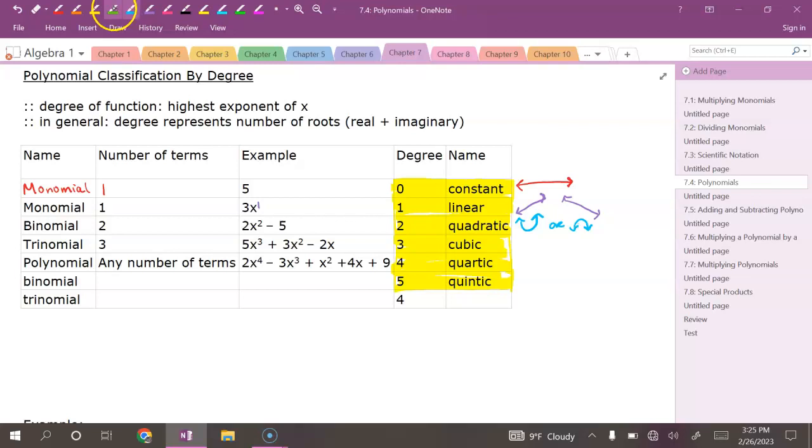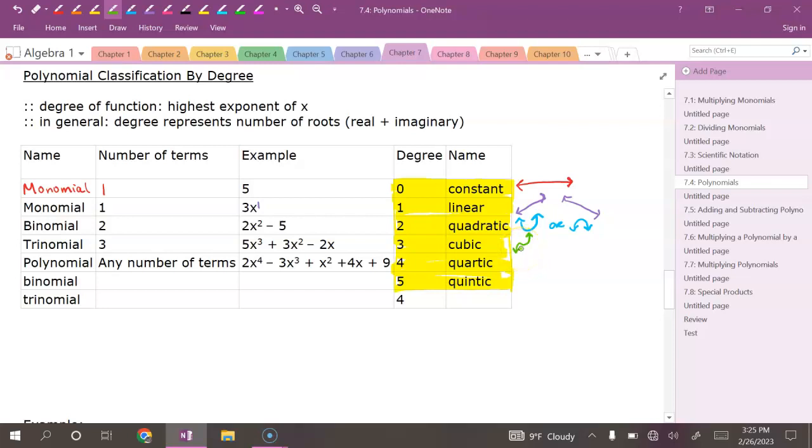The next example in my chart, they're calling this one a trinomial because it has 3 terms. We've got 5x squared, there's term 1, 3x squared, that's term 2, and then minus 2x, that's term 3. So your degree comes off of that letter with the biggest exponent, which is that x to the third, that very first one. And so your degree is 3. The new name for that is cubic. And the cubic graph looks like this.